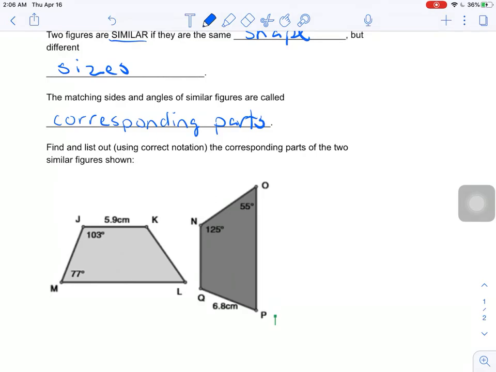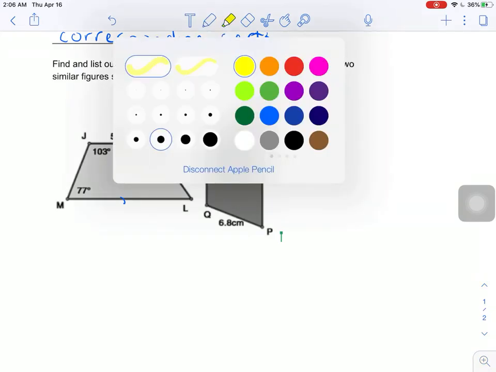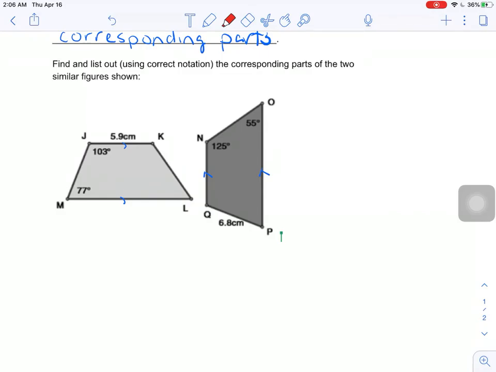We're also going to talk a little bit about correct notation when you're naming parts of an angle or parts of a shape. So here we have two trapezoids. We can assume they're trapezoids because we've got a couple pairs of sides there that look like they are parallel. In all shapes, you can match up all the sides and you can match up all the angles. We're going to do the sides first, and I'm going to quickly color code the different pairs of matching sides. Color coding is really helpful when you're trying to match up things that are corresponding. And then we'll go through and we'll list them out.